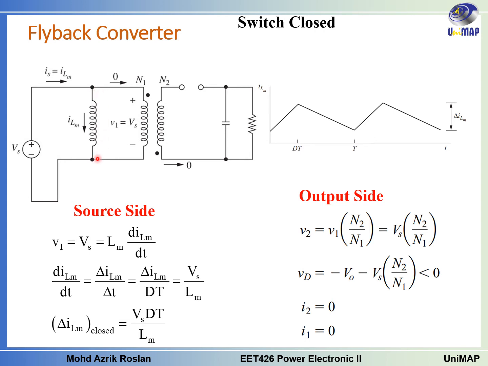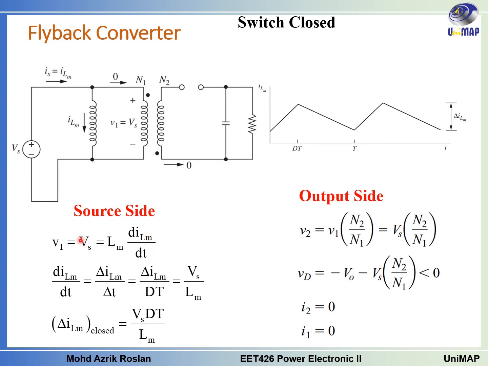and equals the voltage across the magnetizing inductance here. We know that when we have an inductor, the voltage across the inductor is equal to the inductance itself multiplied by the rate of change of the current through the inductor, di over dt. Now we can rearrange the equation here. We can move this one to the other side, becoming Vs over Lm, and then we remain with the equation dilm over dt.